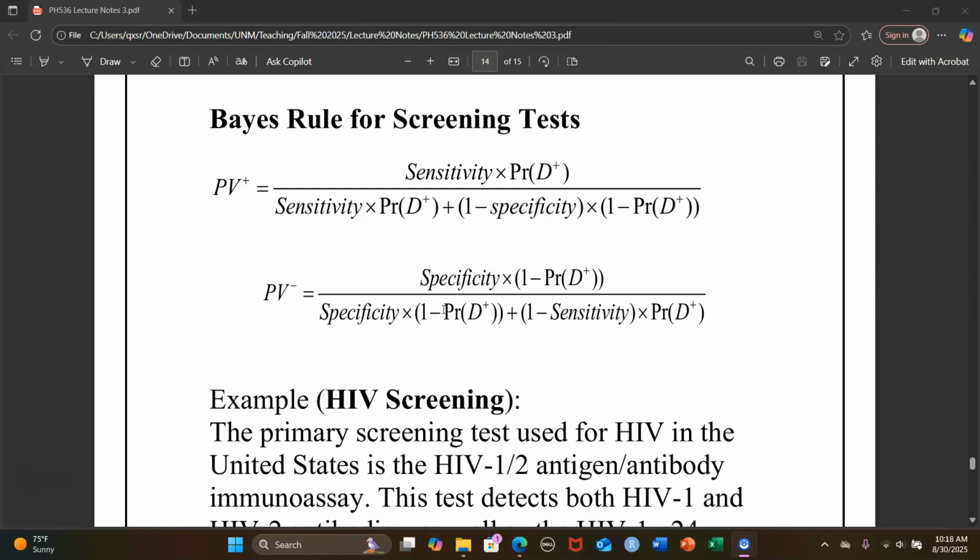Similarly, PV negative equals specificity times 1 minus probability of D plus, divided by specificity times 1 minus probability of D positive plus 1 minus sensitivity times probability of D positive. So you can see PV plus and PV minus are actually influenced by the disease prevalence. The disease prevalence can have an impact on the PV plus and PV minus.